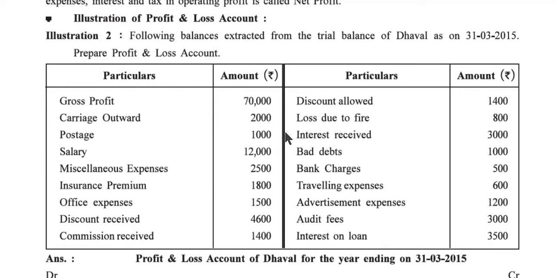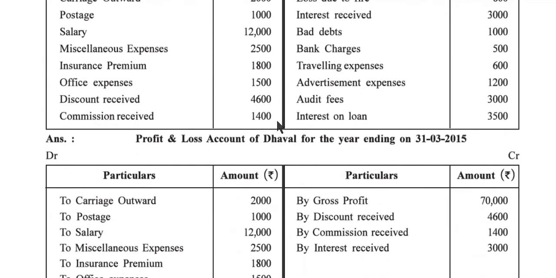So this way we have to arrange all the amounts on the debit side and credit side, and afterward complete the profit and loss account, and then find out the difference, which is called the net profit or net loss.